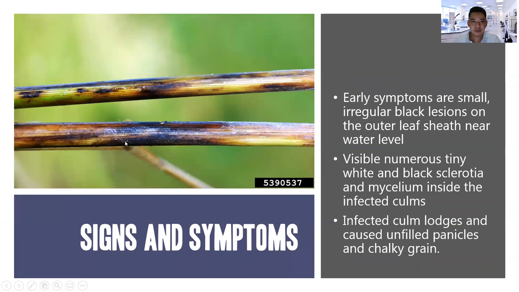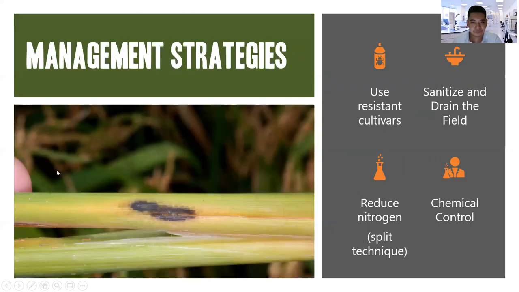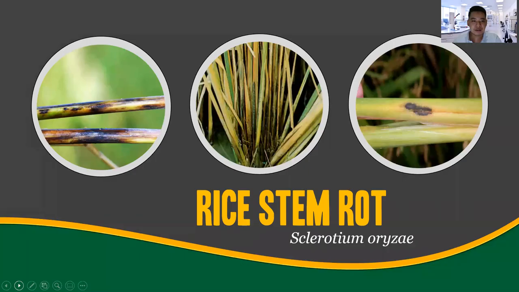So signs and symptoms, ayan, early symptoms are small, irregular black lesions on the outer leaf sheath near water level. So medyo doon sa mababang part po ng leaf, ng rice plant, from outer leaf sheath po, nag-i-infect po si ating rice stem rot.